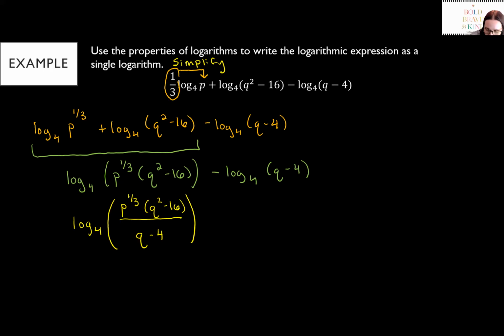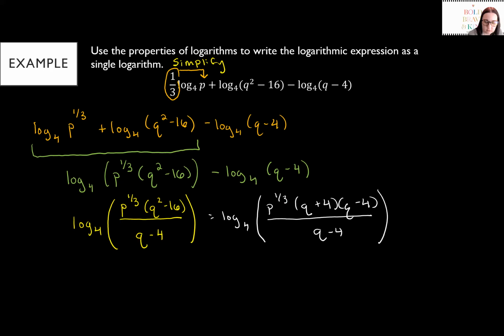And so this would be, we have this log base 4, we have p to the 1/3, and q squared minus 16 is a difference of squares, and that factors to (q plus 4)(q minus 4). And you want to simplify if you can and notice those sort of things, because then that can get rid of fractions if you have fractions inside of logarithms. So that actually cancels out one of our q minus 4s, and we no longer have a fraction in the logarithm, which is great.